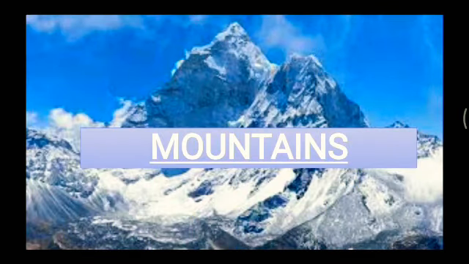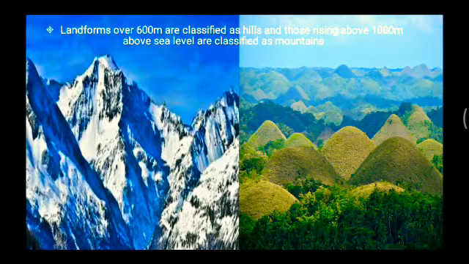Now guys, as we talk about these mountains, what are these mountains? Mountains are basically uplifted portions of the earth which rise steeply above the adjoining landscape, and they have steep slopes and peak. Alright, now if you see, landforms over 600 meter are classified as hills.